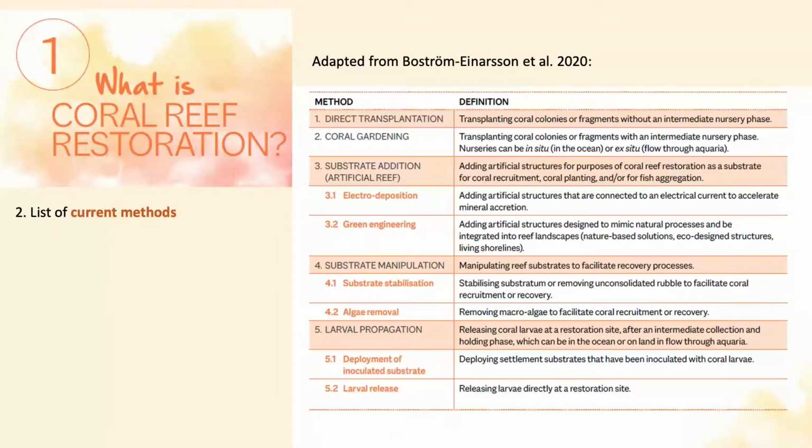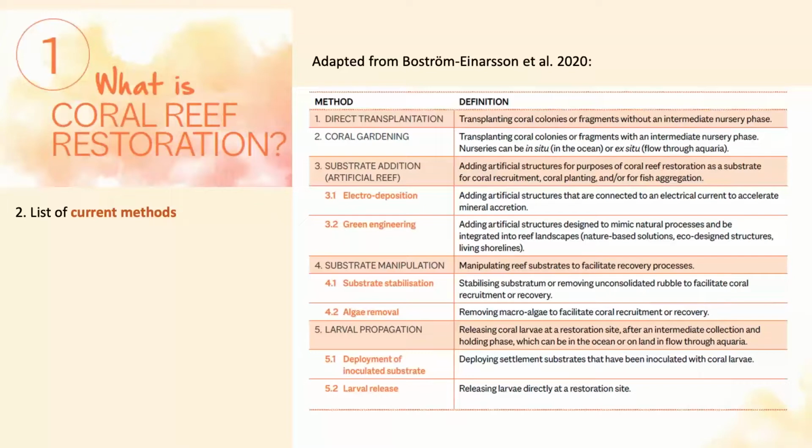We also, based on that review that was led by Lisa Bostrom-Einarsson, described some of the main methods that have been used so far. These range from direct transplantation, which is transplanting corals or fragments without an intermediate nursery phase, to coral gardening, which is transplantation plus a phase where corals are grown either on land or in water, and fragmented, so you can increase the number of corals to plant out.